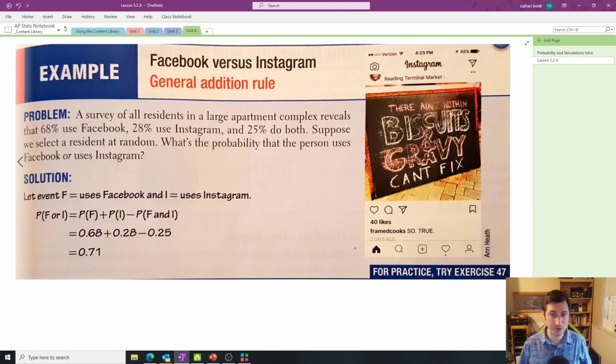25% do both. Oh, look at these old teachers trying to be with it and hip, trying to connect with the youngers. Look, we know about social media.